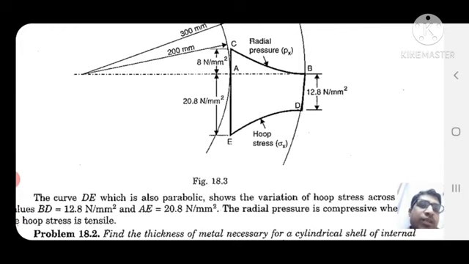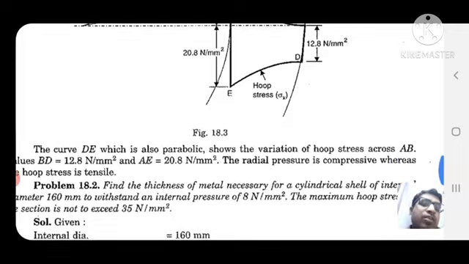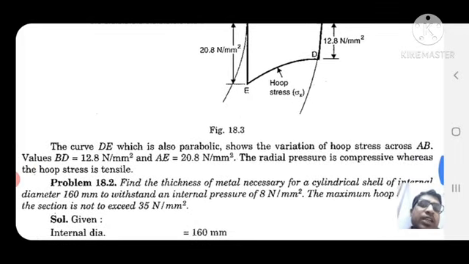which is also a parabolic curve, shows the variation of hoop stress across AB, and value BD is equal to 12.8 Newton per millimeter square, and AE is equal to 20.8 Newton per millimeter square. So the radial pressure is compressive, whereas the hoop stress is tensile.